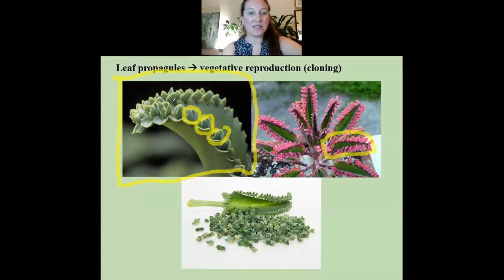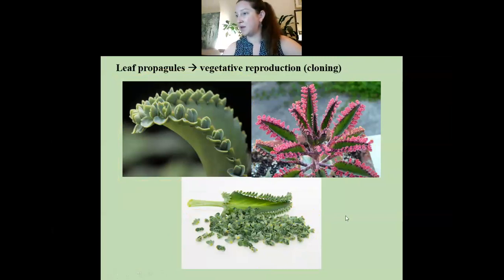And so each of these things will fall off. You can see them here. And each of them will grow into a whole new plant. It'll be a clone of the plant that it came from, but it's capable of making many, many thousands of clones of itself. And we call that leaf propagules. Here on the top right, they're actually purple. The pink propagules are pink. So each of those will fall off and grow into a whole new plant. Very cool.